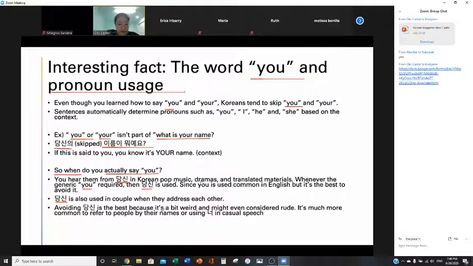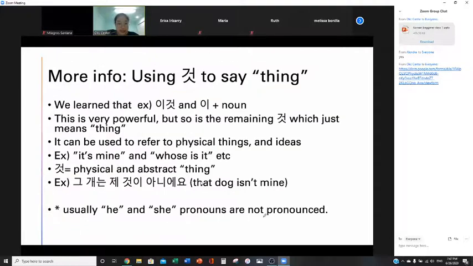It's also a bit weird and might even be considered rude when you're using 당신, especially in a frustrated situation. So it's best to avoid it. When you have to use "you," I usually skip the "you," or you can use 너 in casual speech, or simply add their names too.